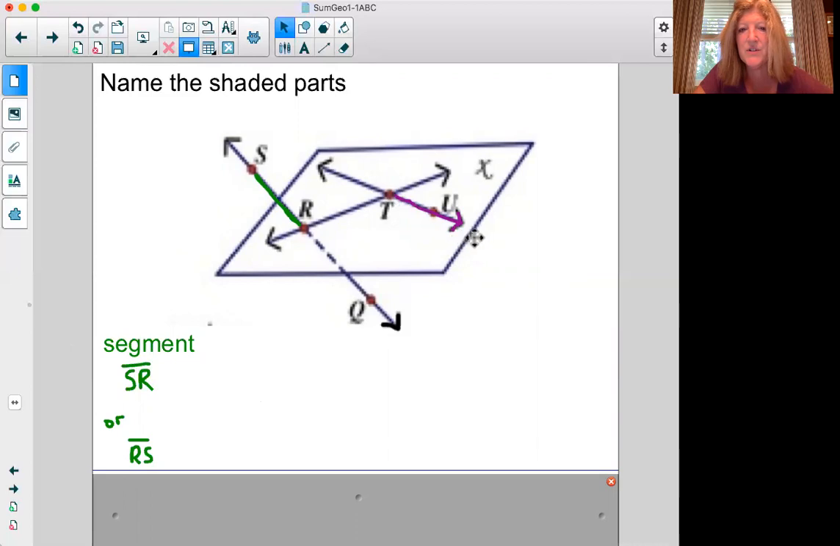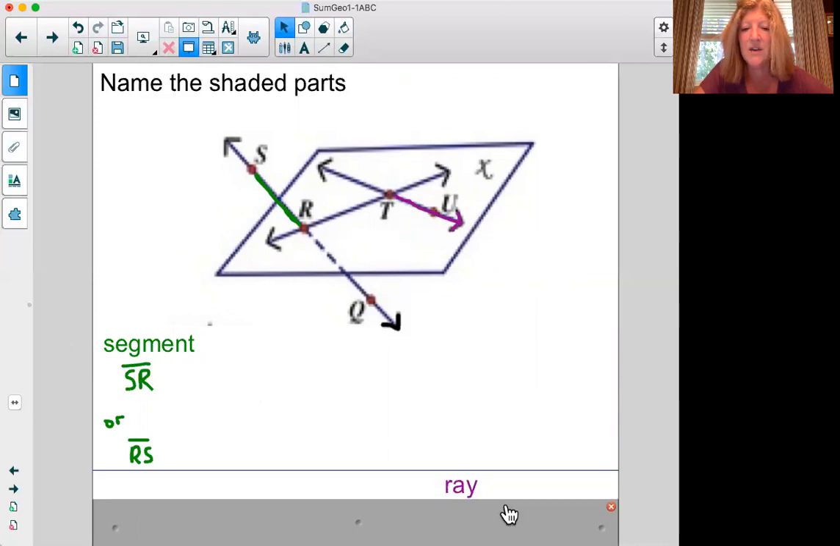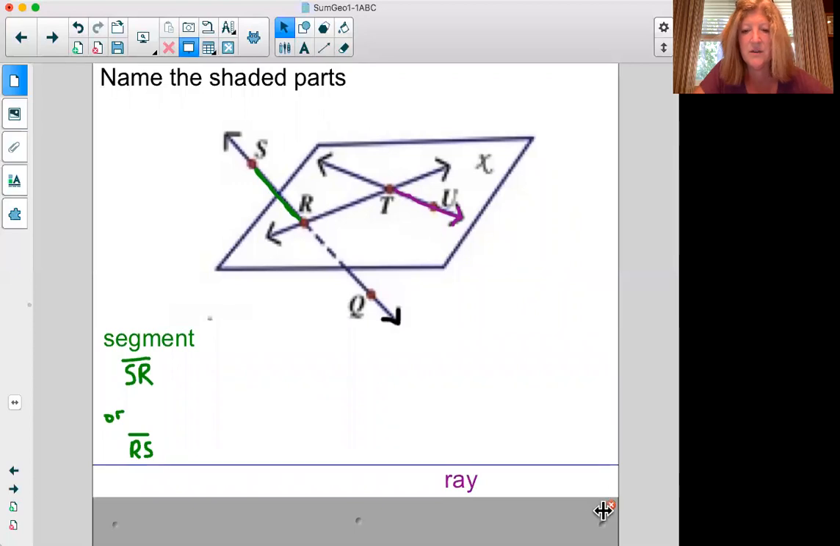How about this thing that's shaded purple? This represents a ray. It has a definite endpoint, and then it goes through another point on its way, through all these points on its way to infinity in this direction. And so to name the ray, you have to start with the endpoint, T, and then you name any point, U, on its way to infinity. And then you have to use the ray symbol above it.